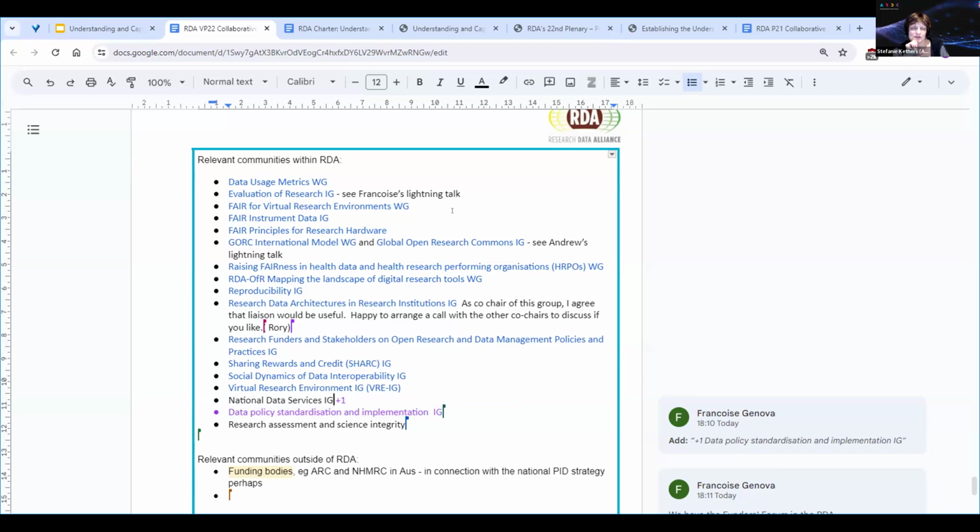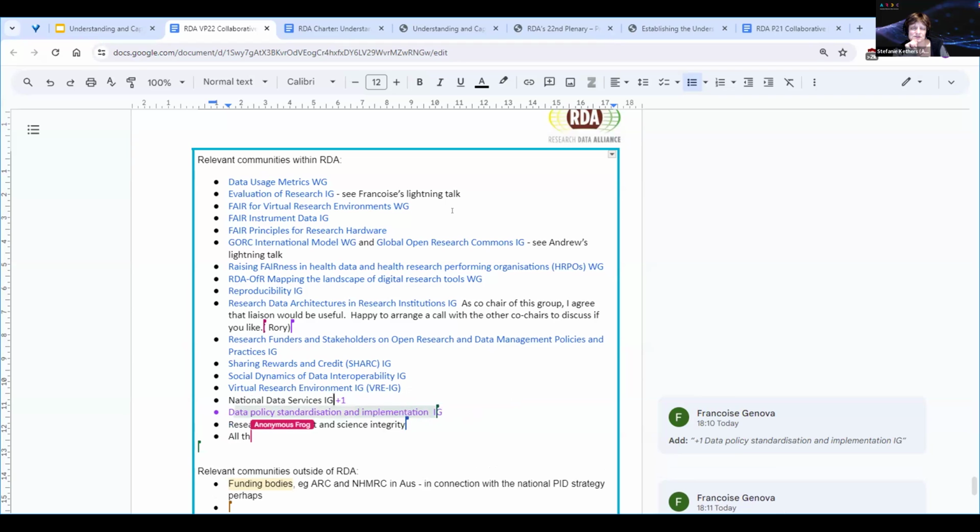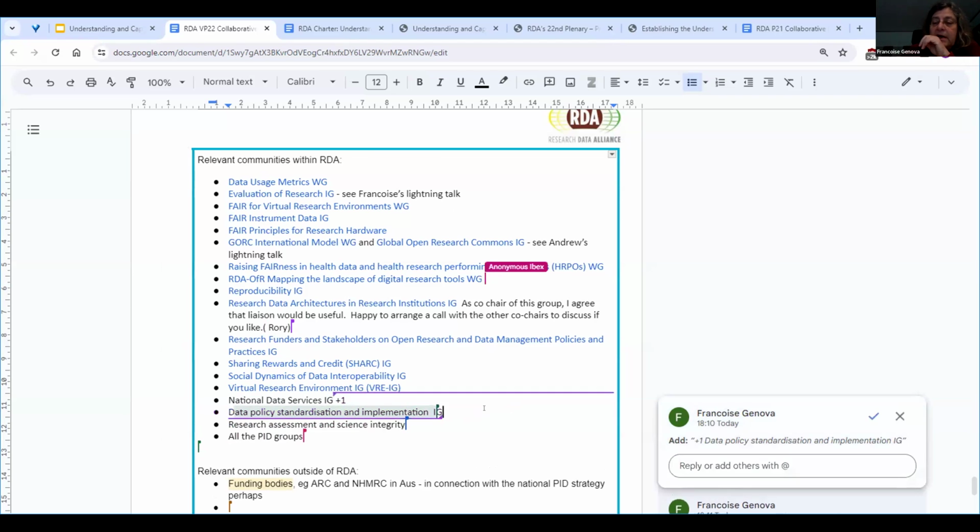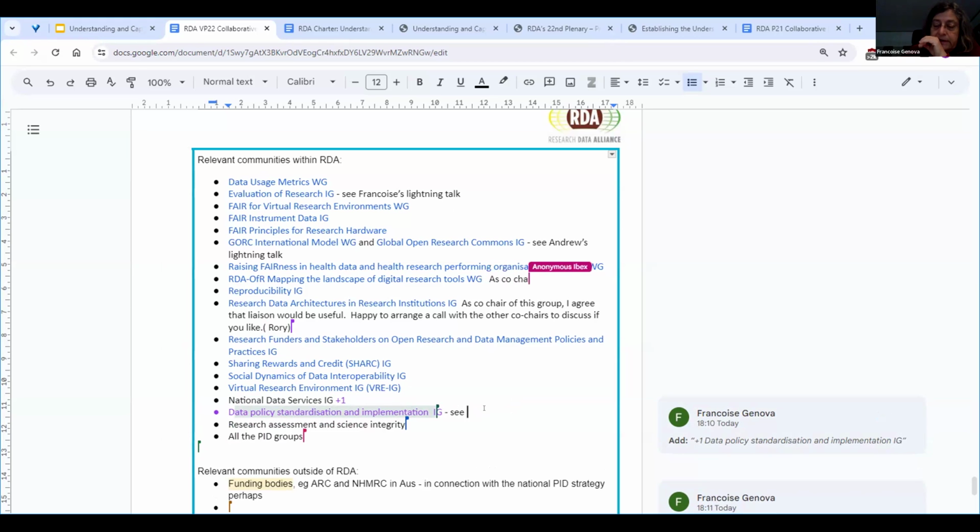Okay, data policy standardization implementation. Especially if the topic proposed by Veronica is tackled, because it's really in their own landscape, I think. And they have publishers.